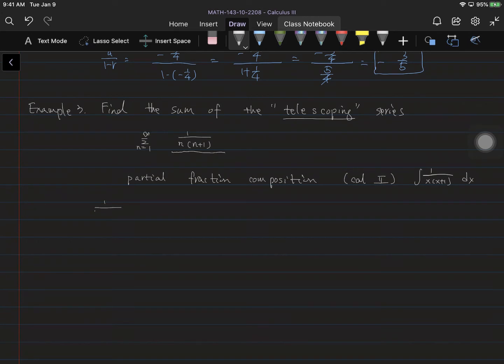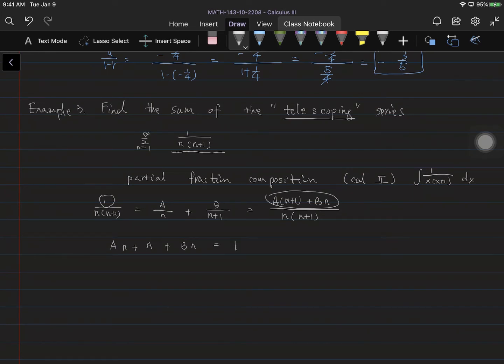So for the partial fraction, we make A on top of one term and B over the other term. And now we combine them together: A times n plus 1 plus Bn. And now we let numerator equal numerator. So let's see. We simplify A times n plus 1 plus Bn. So it becomes nA plus A plus Bn. And we set this equal to 1.